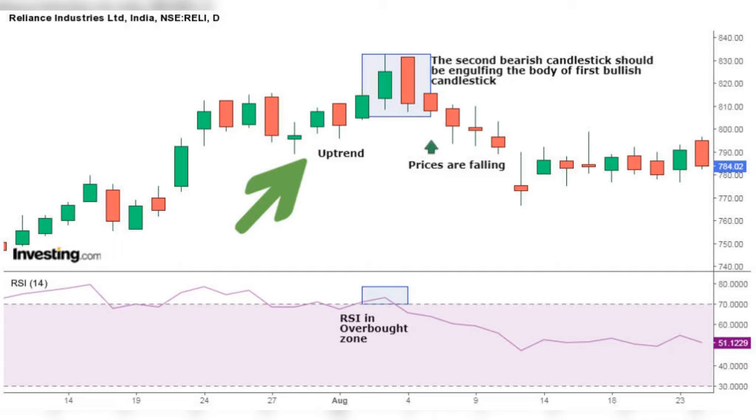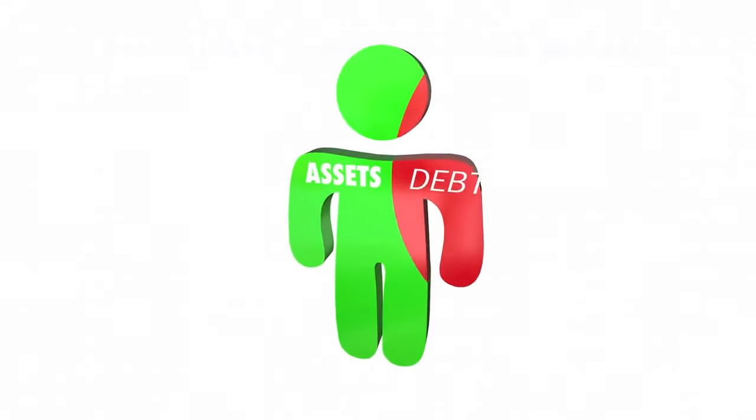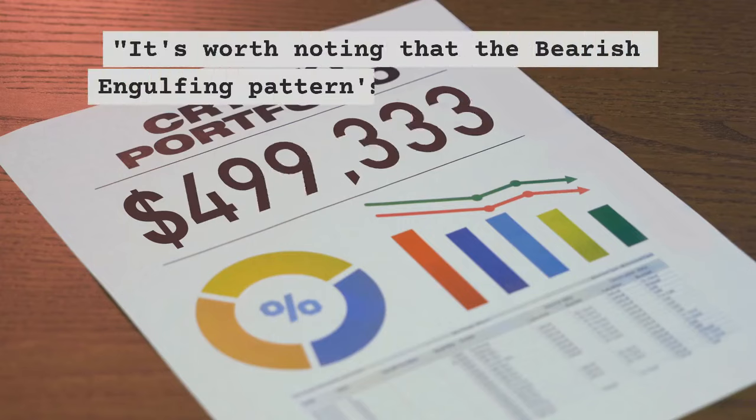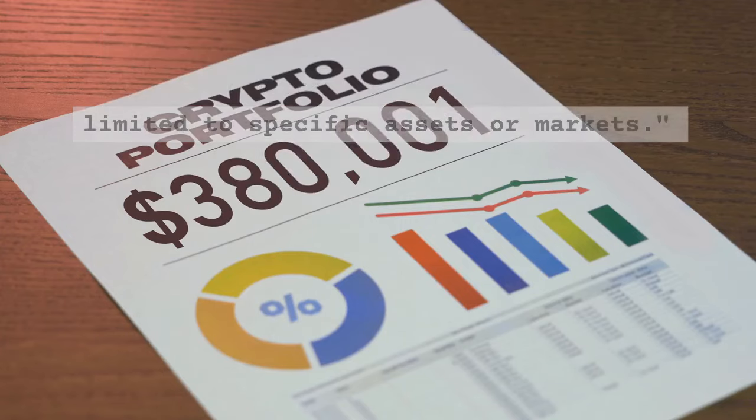Example 2 showcases another instance where the bearish engulfing pattern marked a potential entry point for bearish trades. Reliability across different assets. It's worth noting that the bearish engulfing pattern's reliability isn't limited to specific assets or markets.